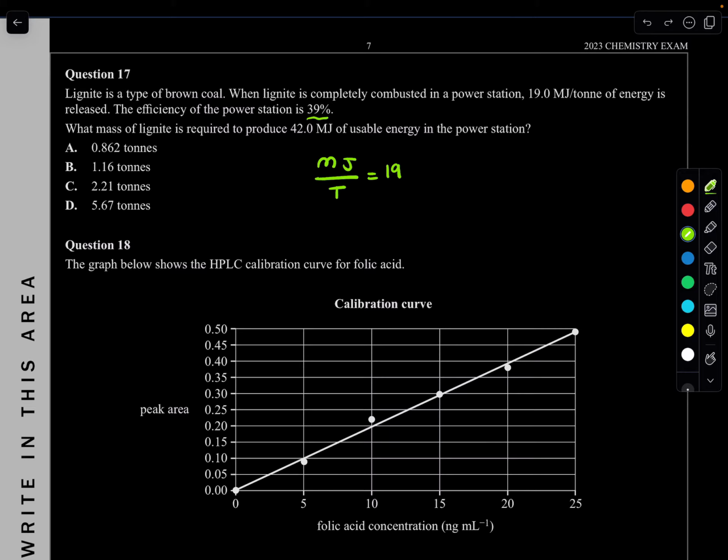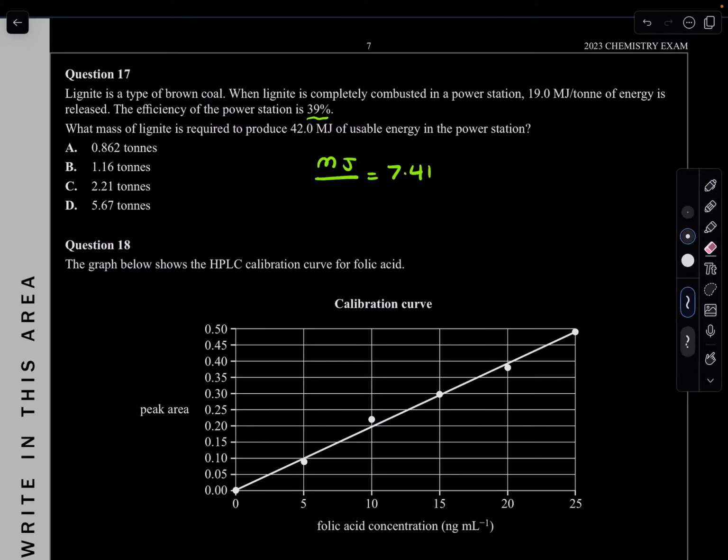So what we're going to do is multiply this number by 0.39. And what's that going to do? It's going to give us the actual real energy. So 0.39 times 19 is 7.41. So for example, if you used 1 ton, it will produce 7.41 megajoules of energy. Not that 19 megajoules, because remember, most of it is wasted.